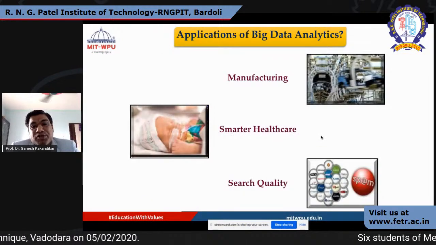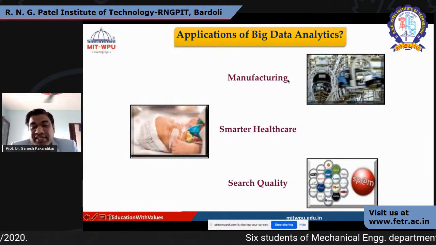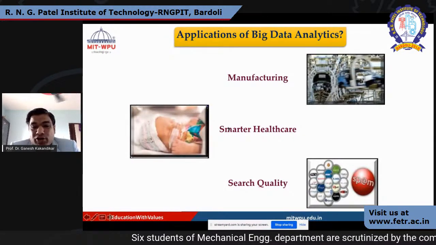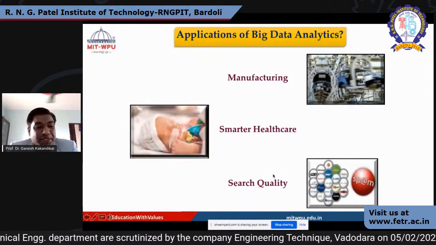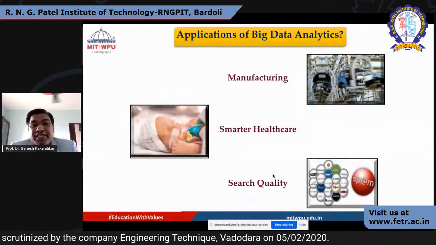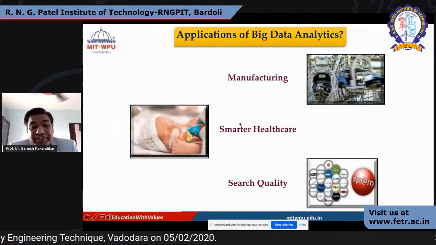And we could say that these could be the coming fields: manufacturing, as I said, smart healthcare, which I already talked about, and also search quality. Though it is not required of mechanical engineers, if a mechanical engineer gets expertise in that, he can work in all these areas where he has to handle the data.